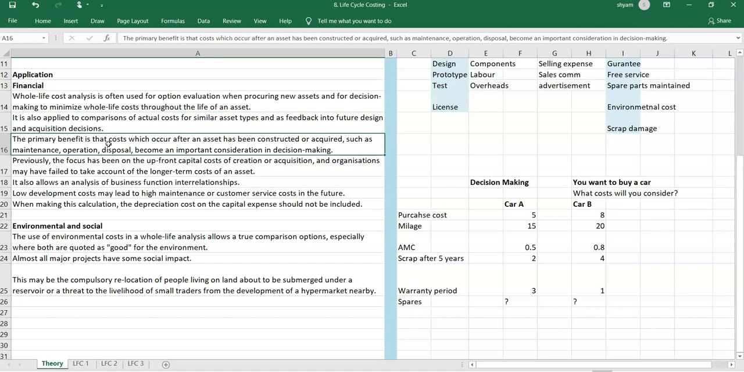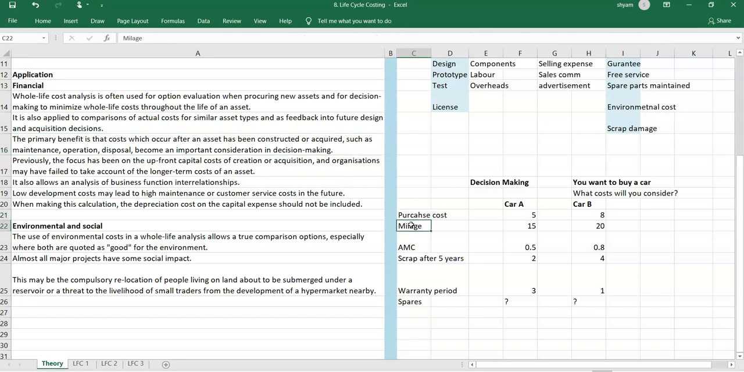The primary benefit is that costs which occur after an asset has been constructed or acquired, such as maintenance, operation, disposal, become an important consideration in decision making. Previously, the focus has been on the upfront capital cost. What we paid to buy or what we paid to create is the cost. And organizations may have failed to take account of the longer term cost of an asset. So you should not only consider the purchase cost, you should also consider a lot of other costs.